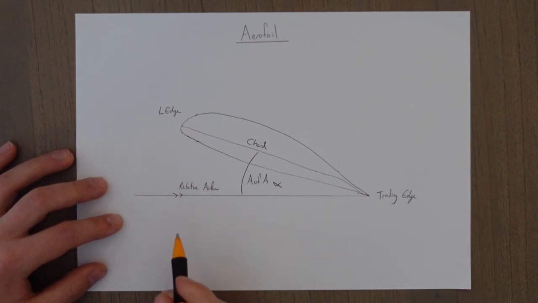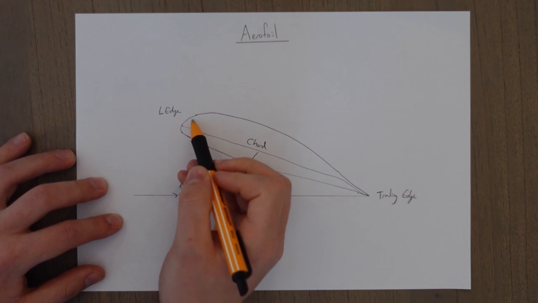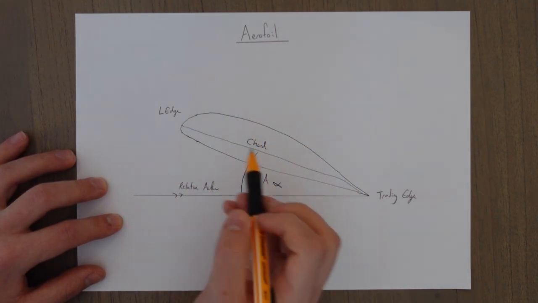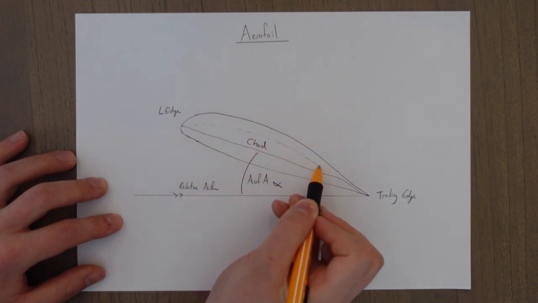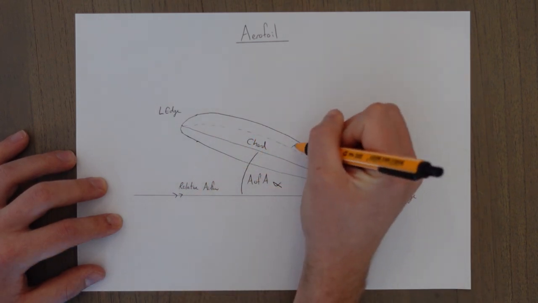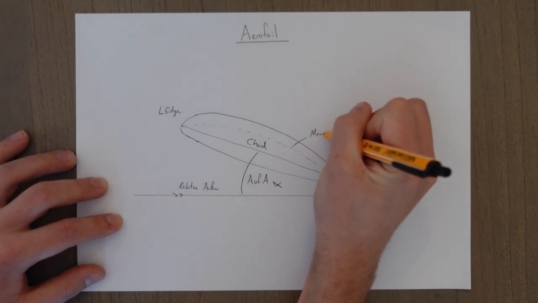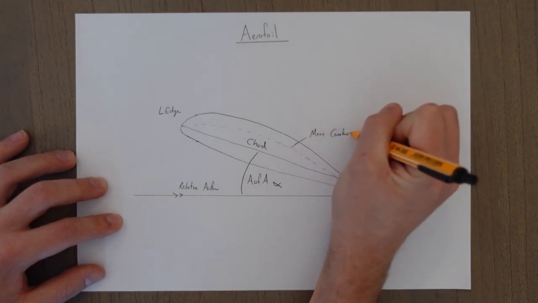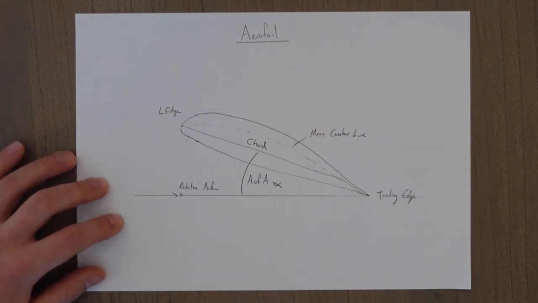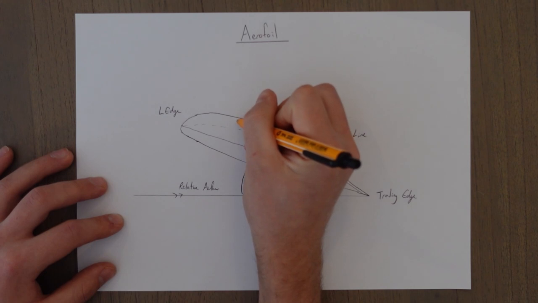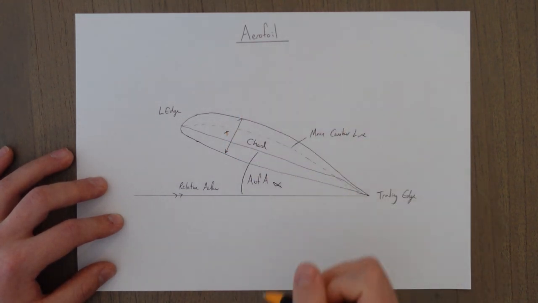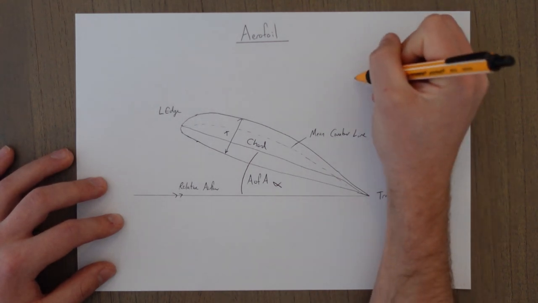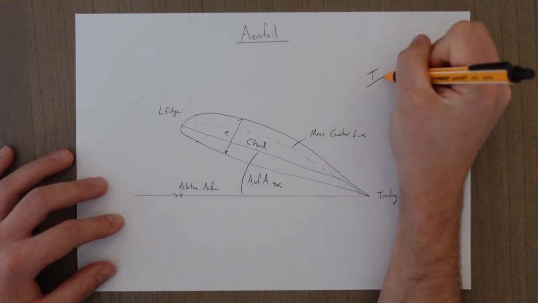Next, you have something called the mean camber line. So camber is this curvature on the top, and your mean camber is just sort of your average camber along the way. So it'd be something like that on this wing. That dotted line is your mean camber line. And the last thing to talk about is your thickness to chord ratio. So thickness is just the maximum thickness along the chord. And your thickness to chord ratio is the thickness divided by the chord.